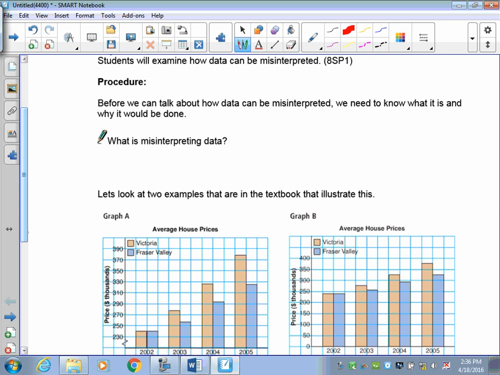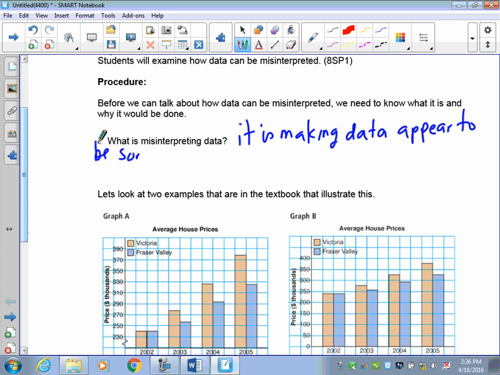Now, what misinterpreted means is that the data appears to be something or is presented in a way that is not correct, though it may be true. It may be hard for you to understand that, but let's just get this down and we'll talk about it, okay? So what is misinterpreting data? It is making data appear to be something it is not.